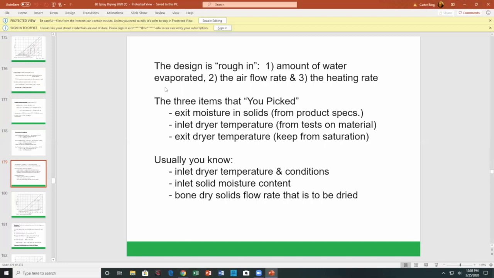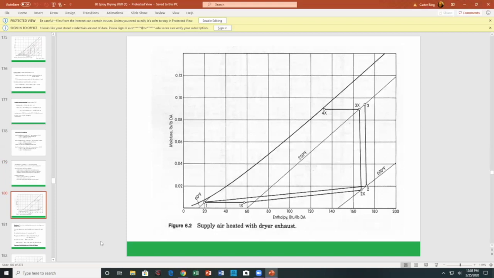So in dryer design, typically you pick. Now, you young design students, the picking is your choice: exit moisture, inlet dryer temperature, exit dryer temperature. You usually know inlet temperature and conditions, inlet moisture, and usually you know the bone dry mass flow rate. Anyway, the reason you use such a chart as this is one of the major reasons.